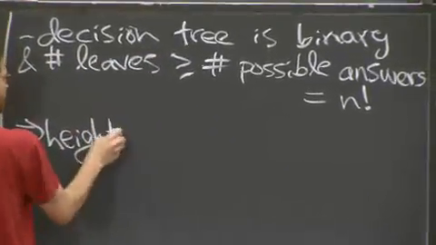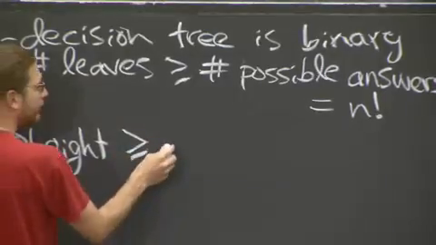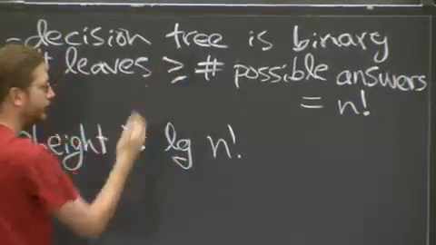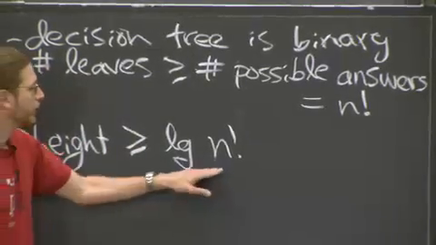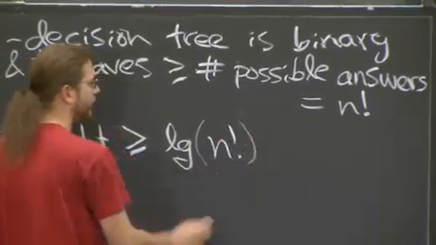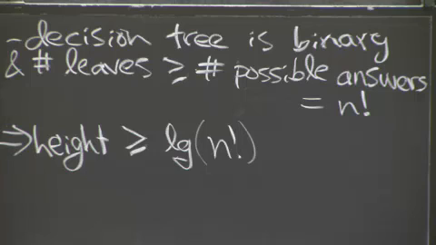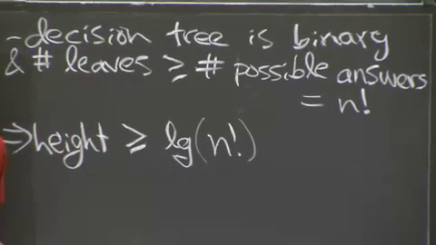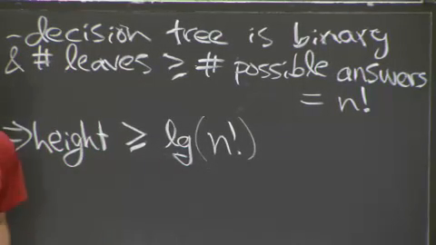Now, the tricky part is the algebra. Then the height is at least log base 2 of n factorial. Log base 2 because it's a binary tree. You can put parentheses here if you want. They're not necessary. So now I want to claim that this is n log n. How do I do that? Maybe you just know.